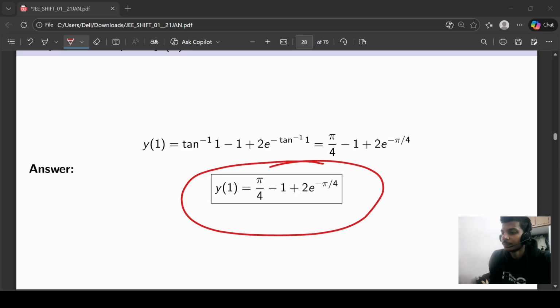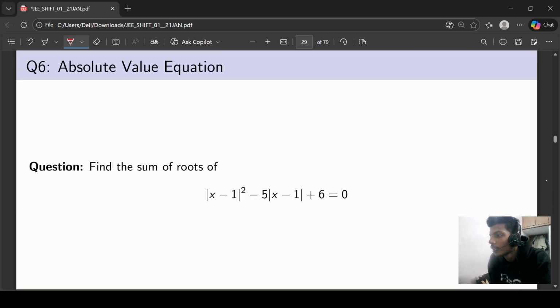Okay, a little lengthy, but straightforward. A question of differential equation or integration will be lengthy, so try to be more focused while solving such types of questions. A little mistake in the calculation can make you lose 4-5 marks. Okay, so let's do this question.